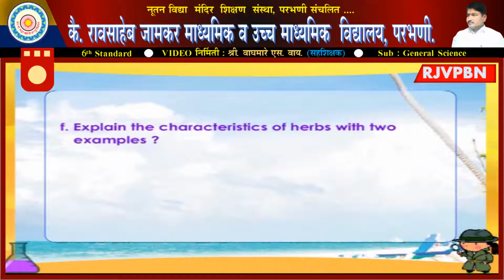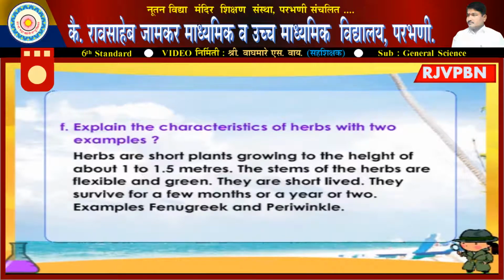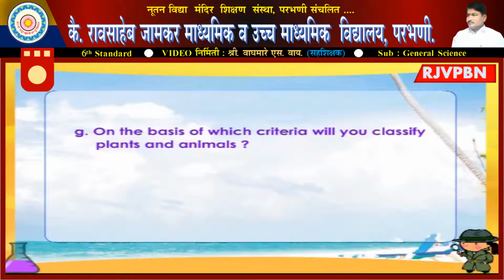Explain the characteristics of the herbs with two examples. Herbs are short plants growing to the height of about 1 to 1.5 meters. The stems of the herbs are flexible and green. They are short-lived. They survive for a few months or a year or two. Examples: fenugreek and periwinkle.